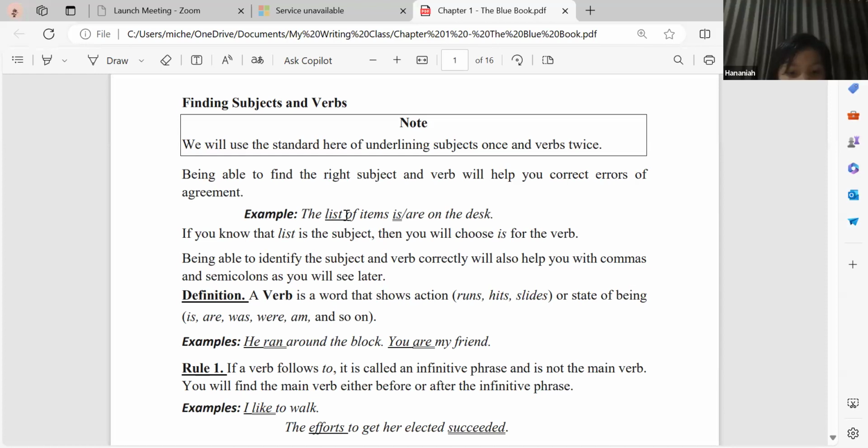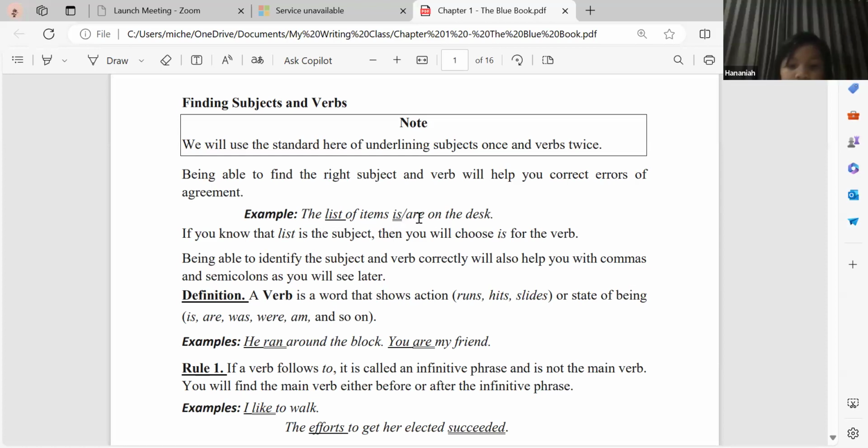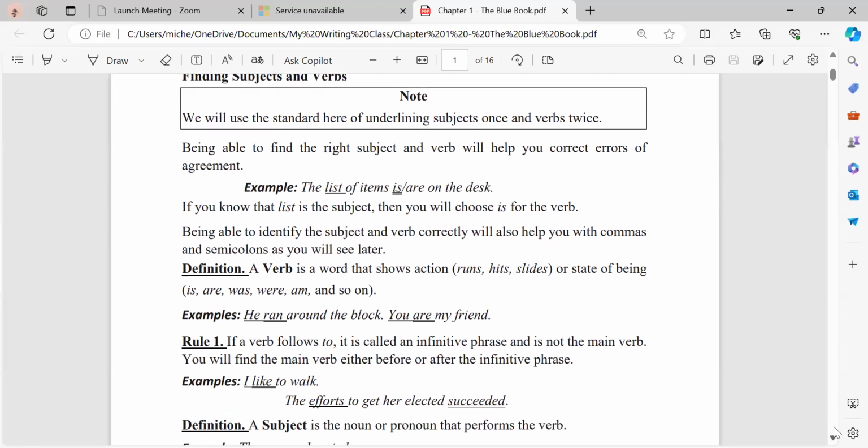So the list is a singular noun, while items is plural, so we shouldn't mess these up. For the list of items are, it is incorrect, because the one that we identify as the subject is list. And that is why it is important for us to be able to identify which is the subject of the sentence, because sometimes it can be confusing.